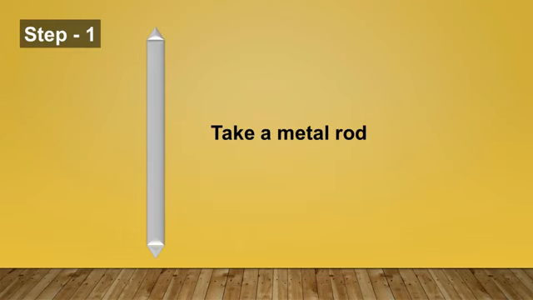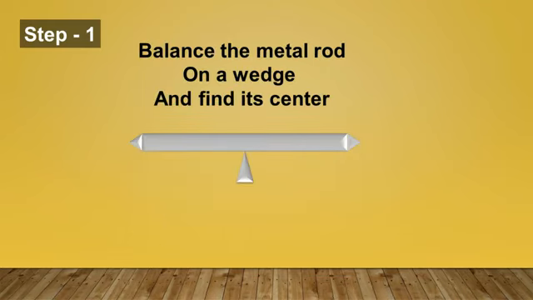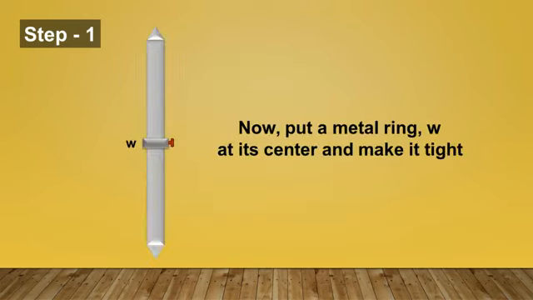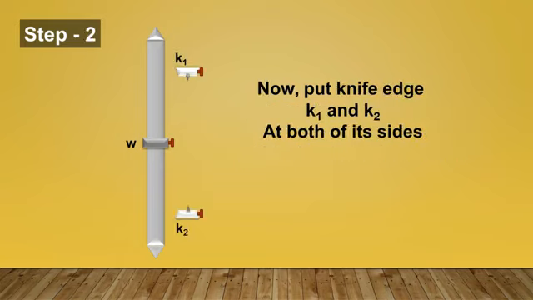In step 1, take the metal rod and balance it on a wedge and find its center point. Now put a metallic ring W at its center and make it tight. After that, in step 2, you need to put two knife edges K1 and K2 at both of its ends.